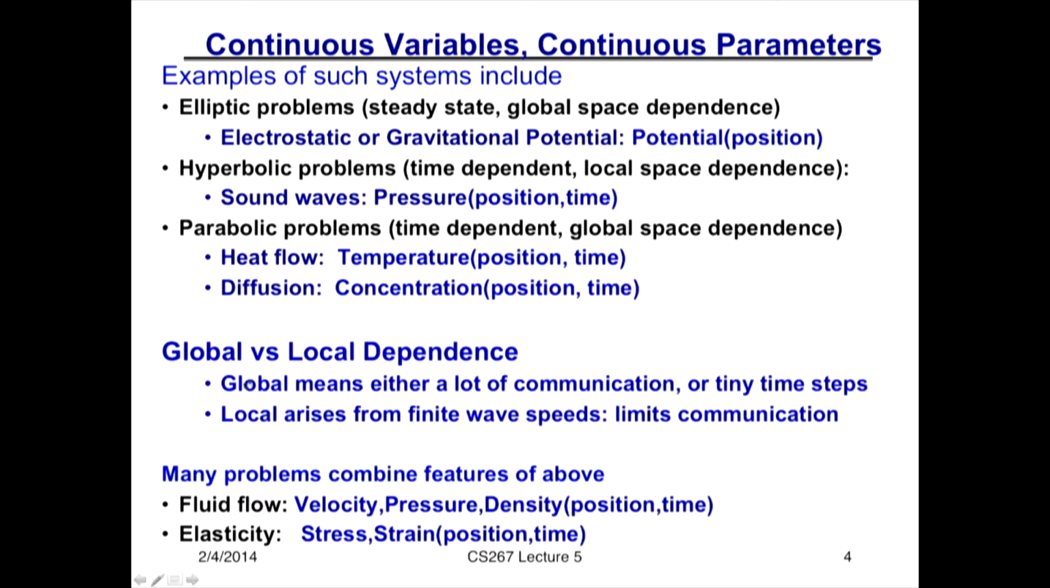And so when I have the words global and local here, global is bad. That means I'm either going to need a lot of communication or very tiny time steps or very clever algorithms to minimize the communication. And local, that's good. Finite wave speeds, I don't need to communicate very much. And of course, in the real world, these are model problems. The real world with Navier-Stokes or elasticity, they're combinations of all these. So you may have to have all of these in your simulation. But let me just do the simplest one, just to show you what the ideas of parallelism are.